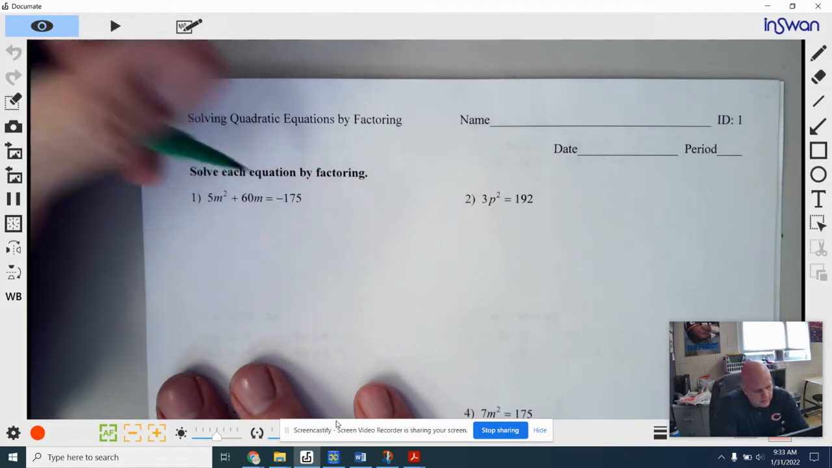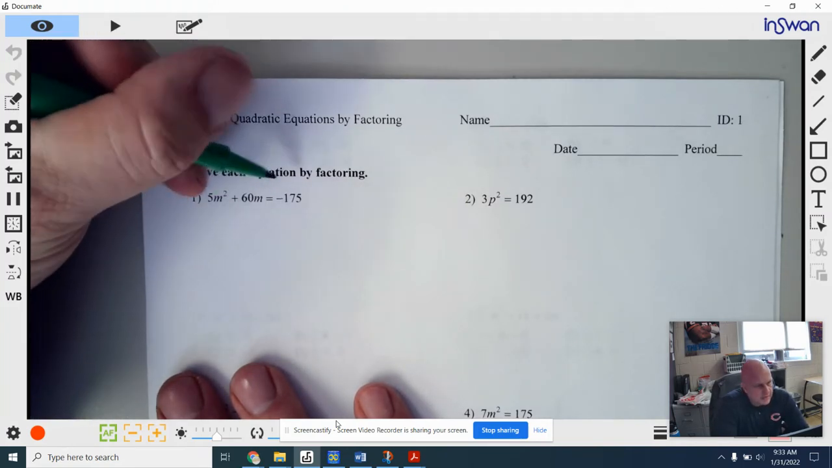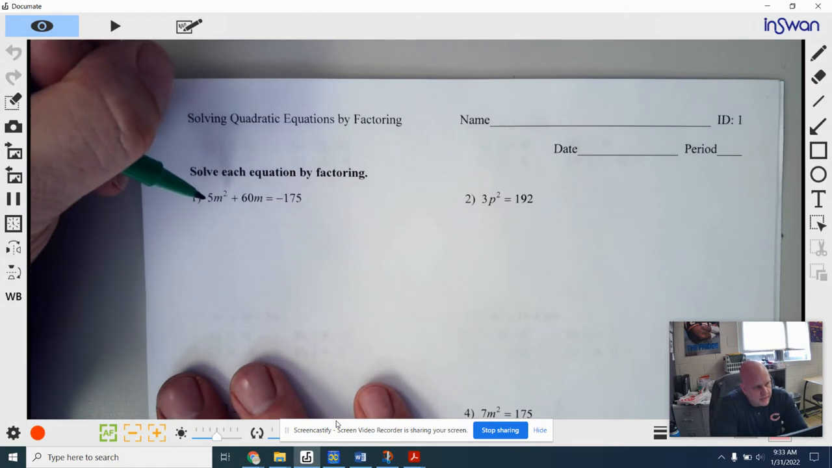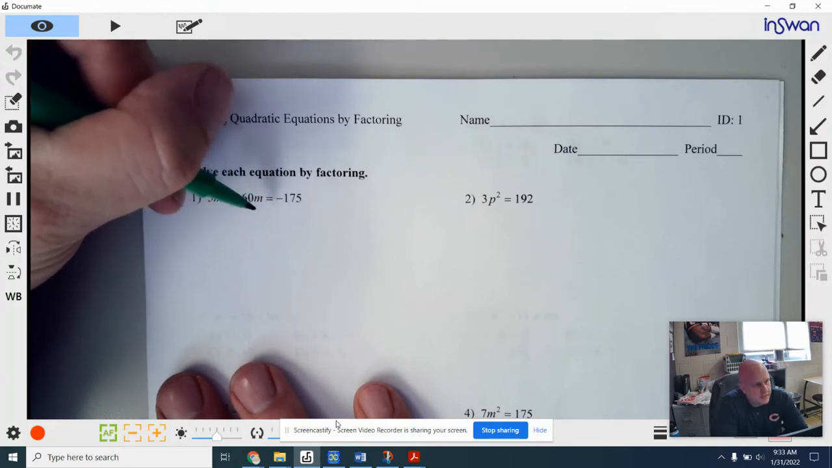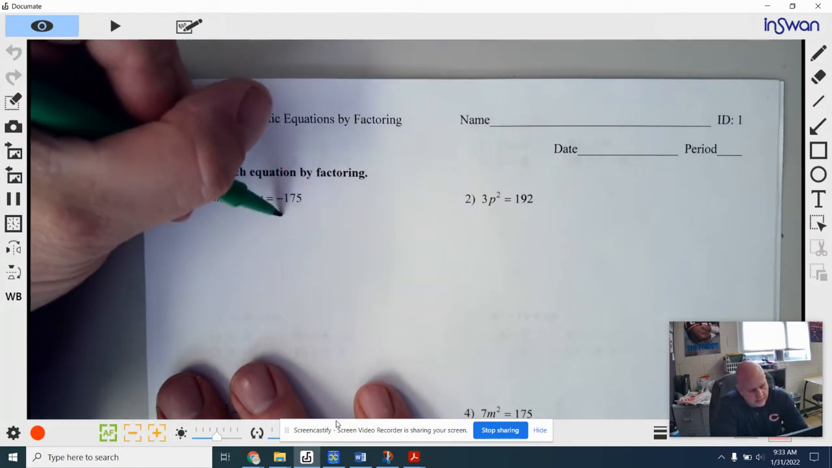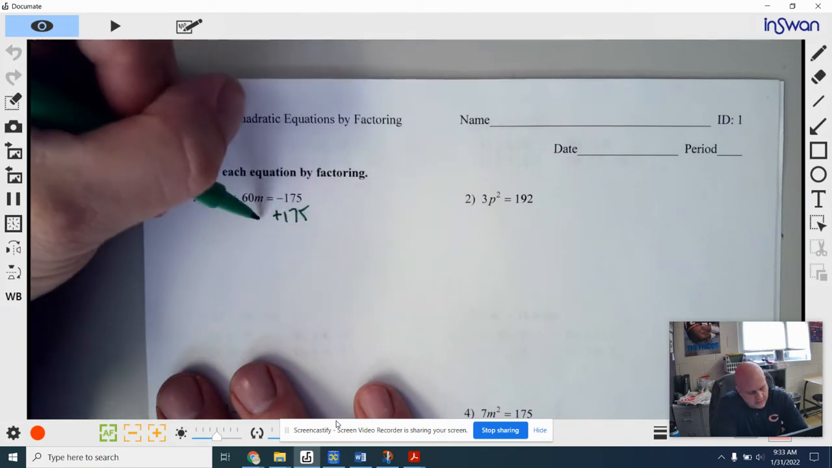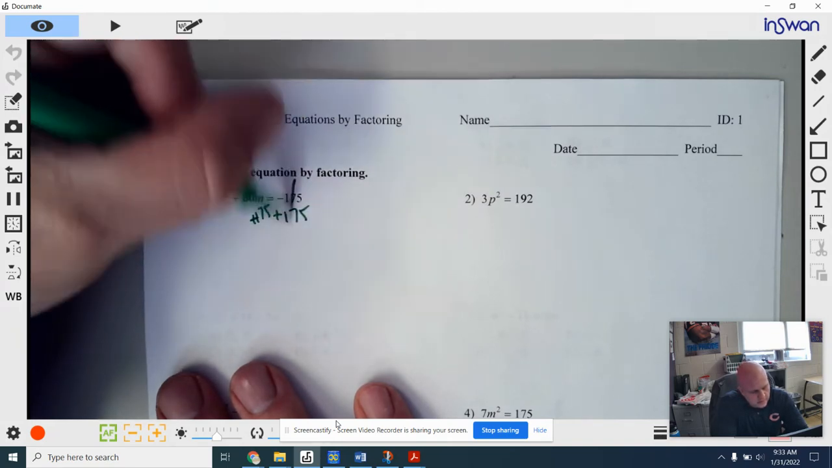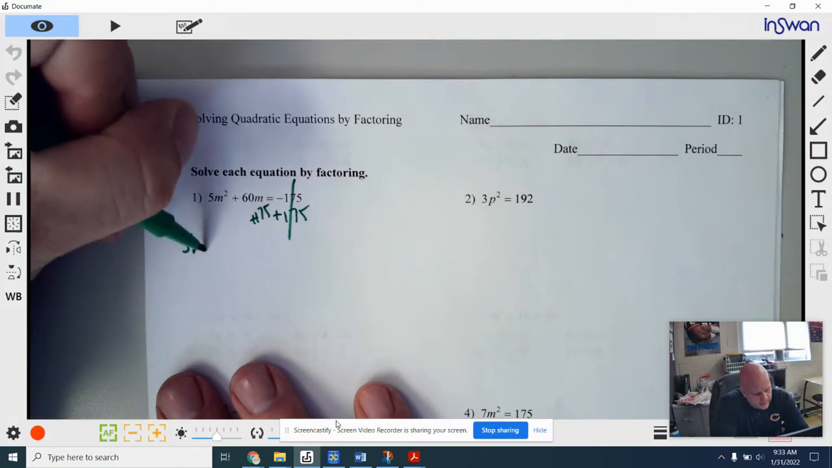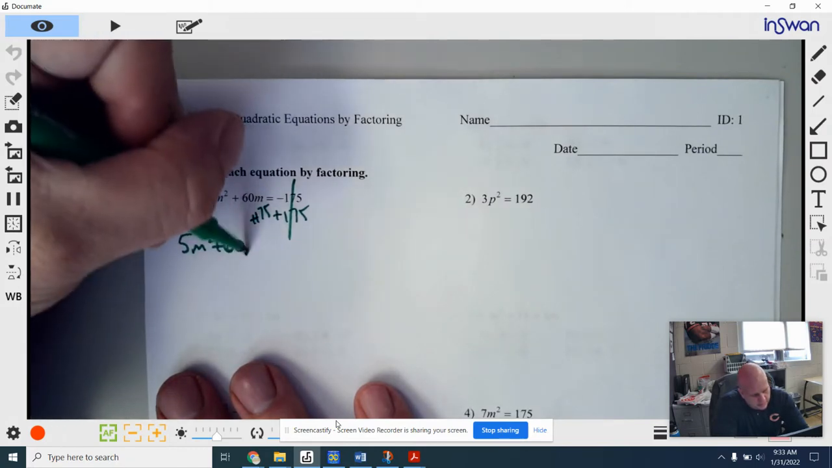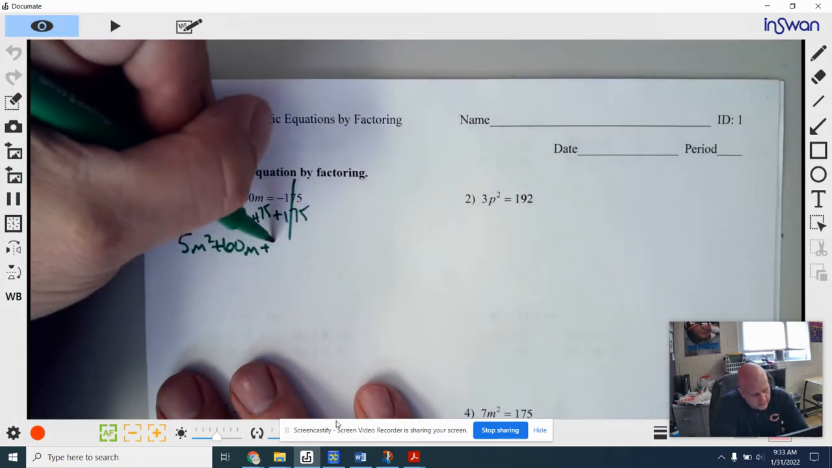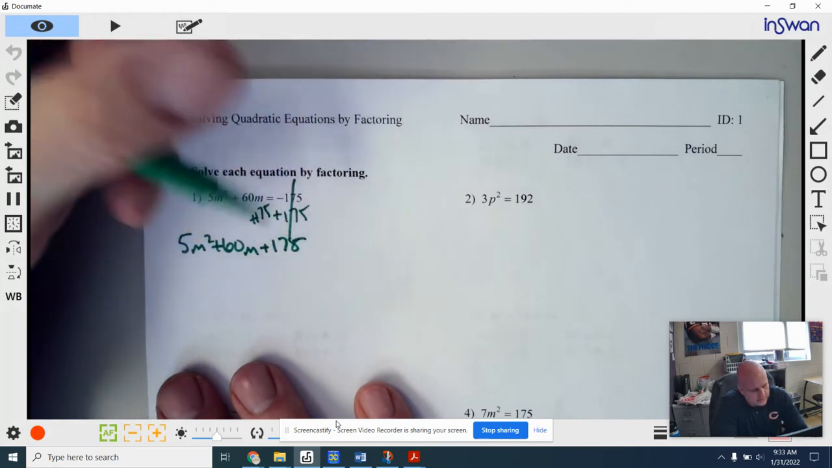So number one, it says solve it by factoring. Well, the problem is I don't have everything in standard form, meaning I don't have my A, B, and C values all on the left side. So that's the first thing I need to do. I need to move this back over. So I have 5m squared plus 60m plus 175.